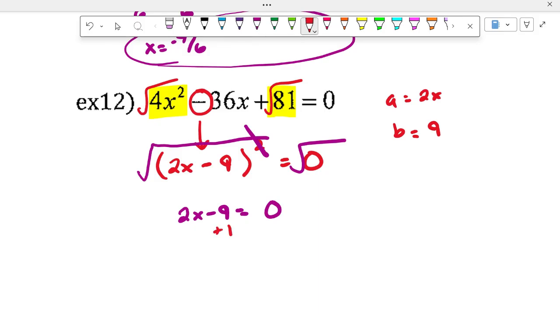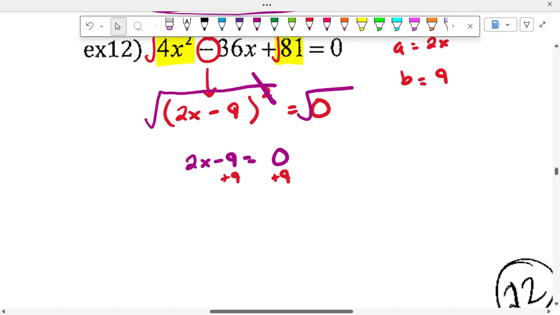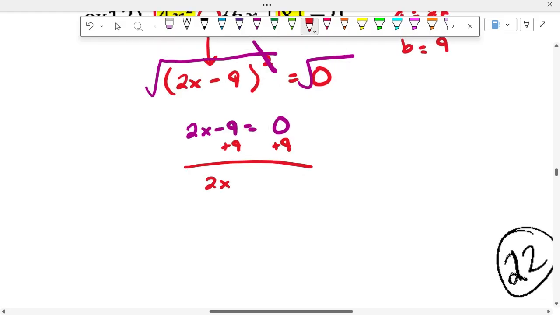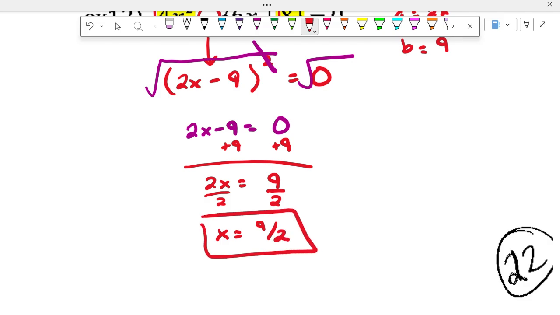So now I can add 9. So that's 2x is equal to 9. And then I do what? Divide by 2. So x is equal to 9/2. So if you guys get one answer, that's okay. Remember, a quadratic can have anywhere from 0 x-intercepts, 1 x-intercept, or 2 x-intercepts, which x-intercepts are solutions. This is one of those rare cases when we only have one. All right?